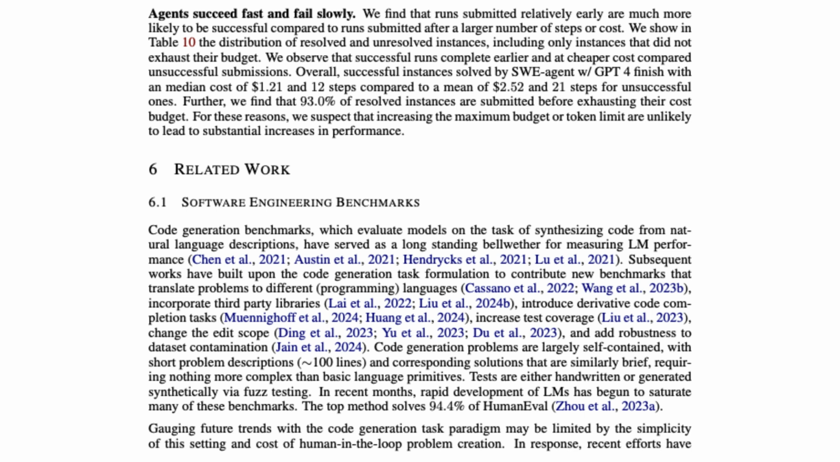Code generation problems are largely self-contained, with short problem descriptions, around 100 lines, and corresponding solutions that are similarly brief, requiring nothing more complex than basic language primitives. Tests are either handwritten or generated synthetically via fuzz testing. In recent months, rapid development of LMs has begun to saturate many of these benchmarks. The top method scores 94.4% on HumanEval. Gauging future trends with the code generation task paradigm may be limited by the simplicity of this setting and the cost of human-in-the-loop problem creation.